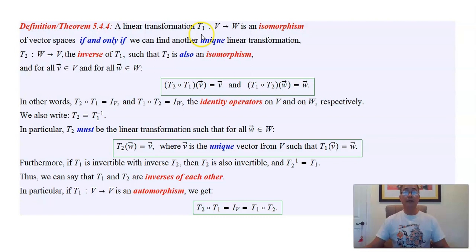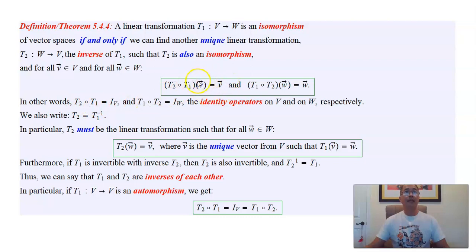So a linear transformation T1 from V to W is an isomorphism of vector spaces. In other words, it's both injective and surjective, if and only if we can find another unique linear transformation, T2 from W back to V, which we call, as usual, the inverse of T1, such that T2 is also an isomorphism, and for all v in the domain V, and all w in the codomain W, the composition T2 composed T1 of v takes you back to v, and T1 composed T2 of w takes you back to w. So again, this is a good reason why a bijective function is also called an invertible function, because we can construct this inverse.